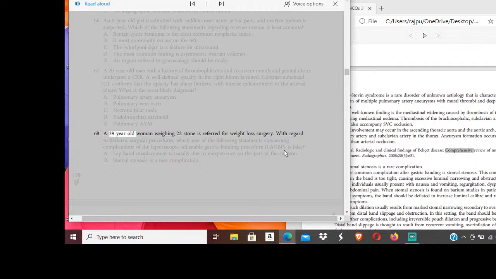68. A 39-year-old woman weighing 22 stone is referred for weight loss surgery. With regard to bariatric surgical procedures, which one of the following statements concerning complications of the laparoscopic adjustable gastric banding procedure, LAGB, is false? A. Lap band misplacement is usually due to inexperience on the part of the surgeon. B. Stomal stenosis is a rare complication.